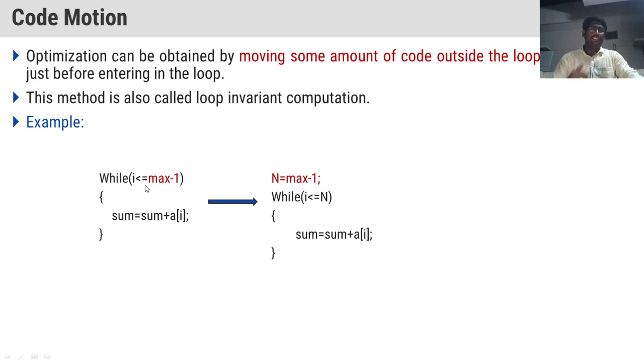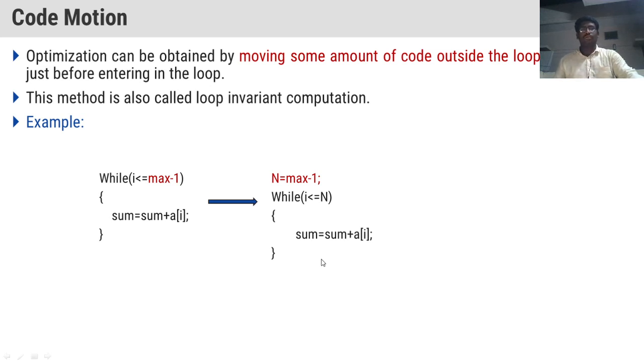So when it checks the condition for 100 number of times, what happens? The time consumption will also increase. So for that purpose, n equal to max minus 1 we have written outside, and now we are checking only one condition, I value is less than or equal to capital N. After that, what we are doing, sum equal to sum plus a of I.